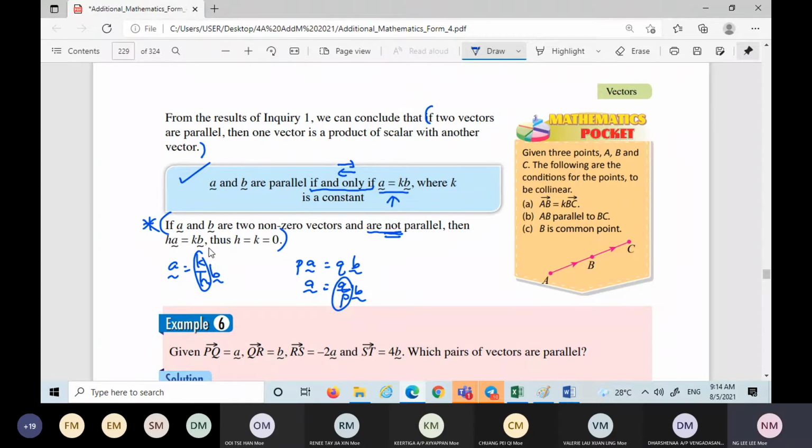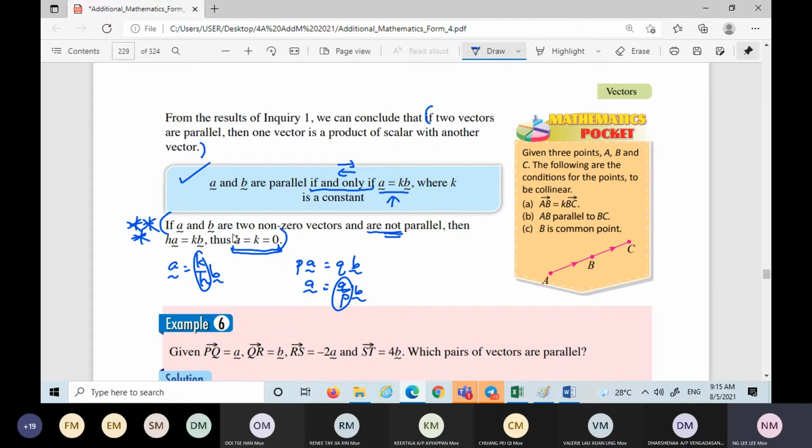So how can this kind of thing happen? There is only one condition under which this will happen: when h is 0 and k is 0. This is very important. Please write it in your notes and put as many stars as you want. This one always comes out in the questions.